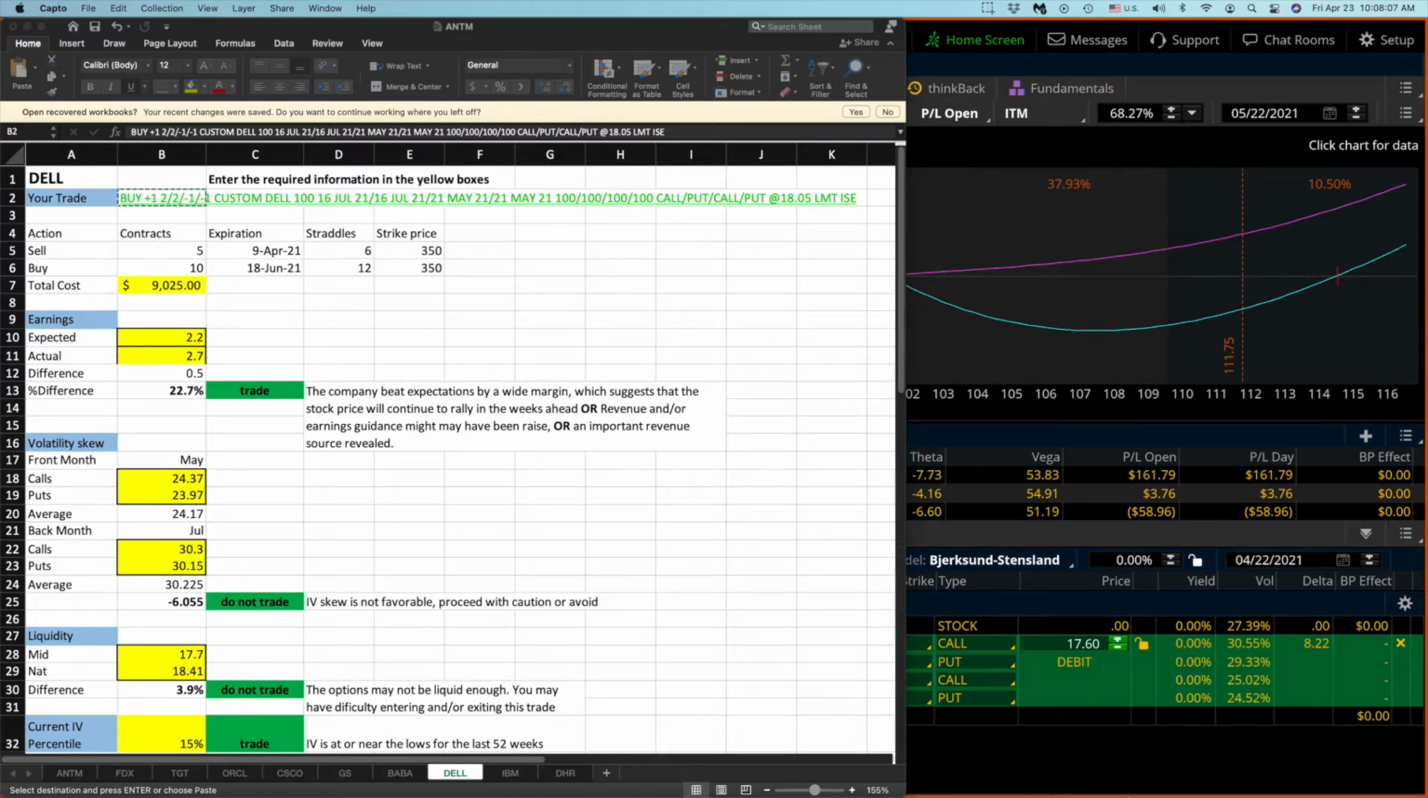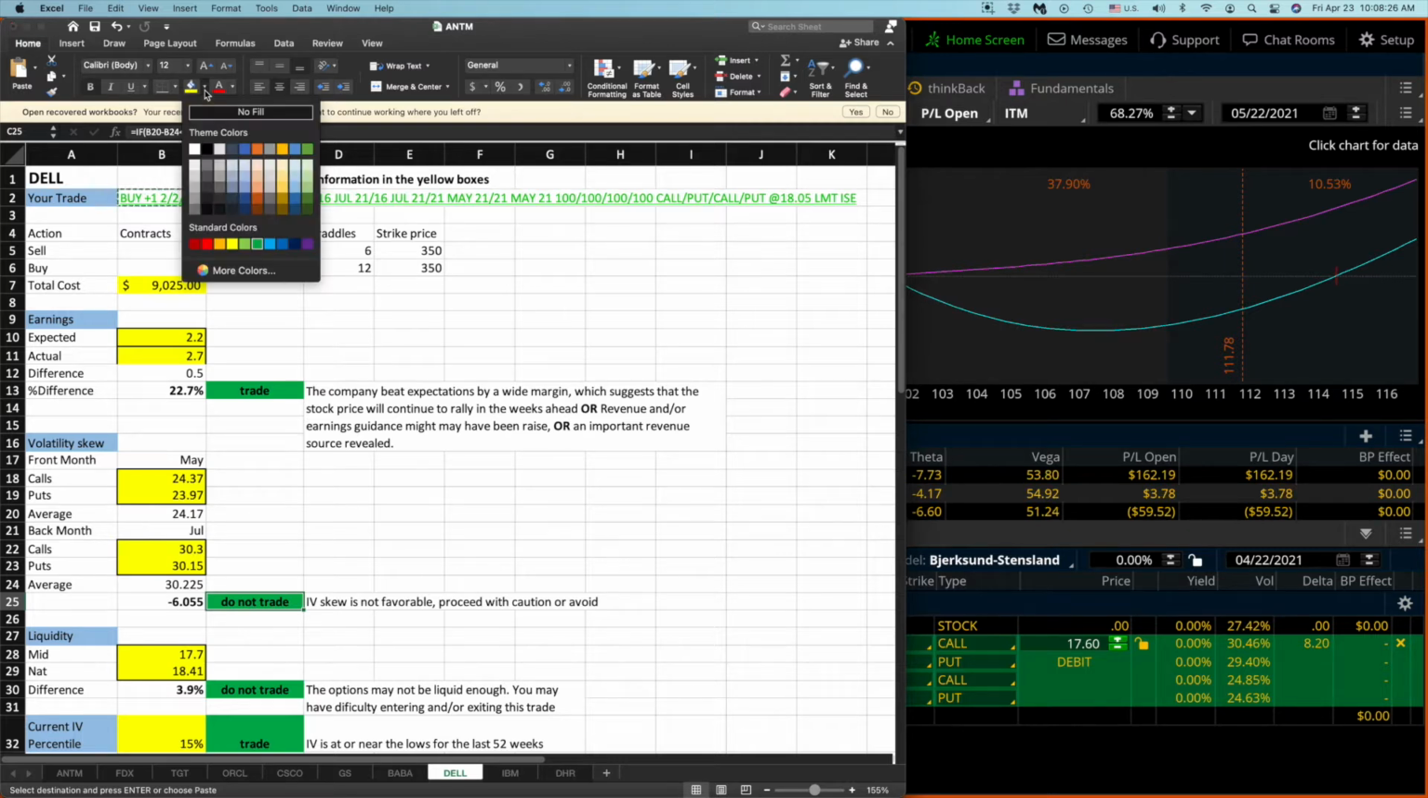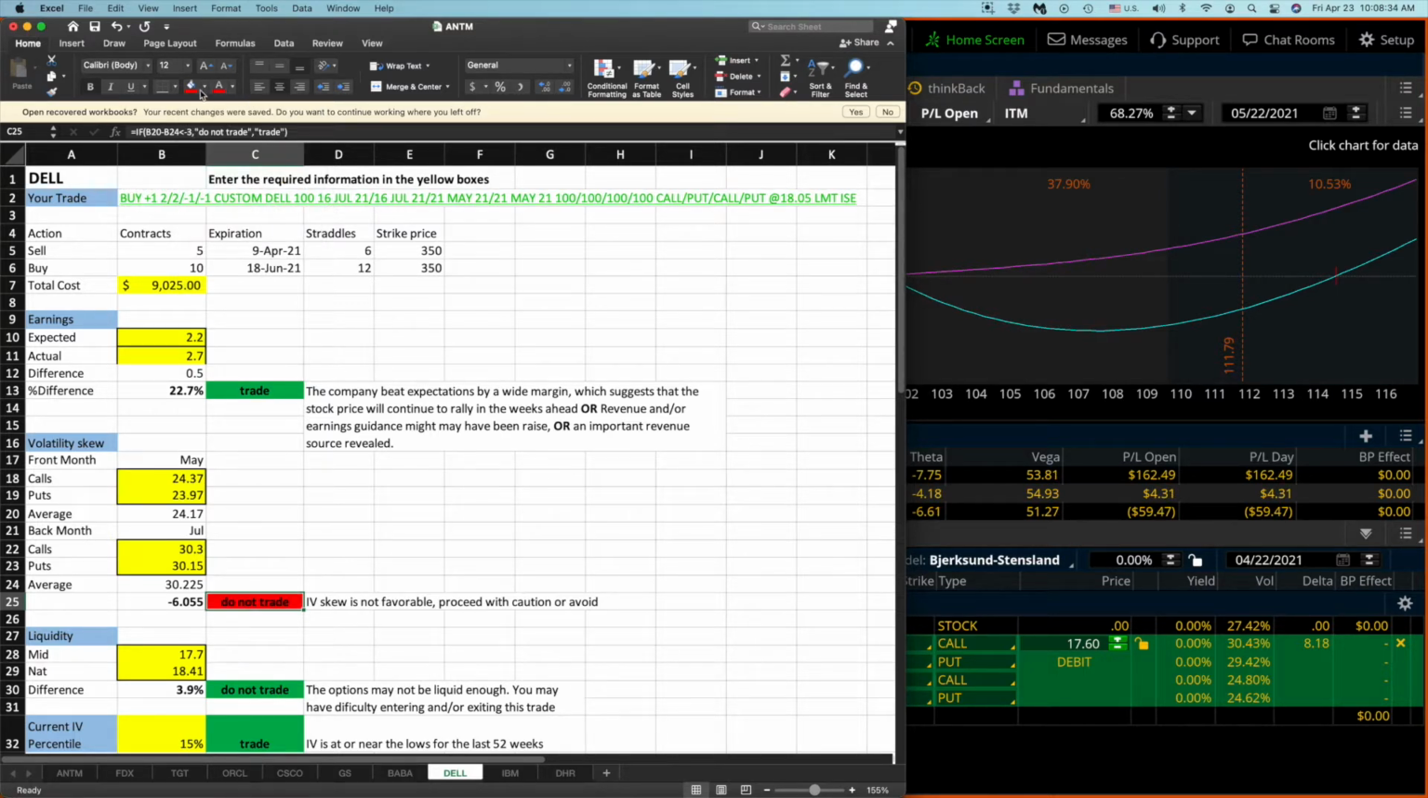I have considered 3 new trades. One is on Dell, and you can see I enter all the data here. And Dell happens to have too much of a volatility skew, meaning that the back month options are more expensive than the front month options. So you're buying the expensive and selling the cheap ones. So we have to exclude that.